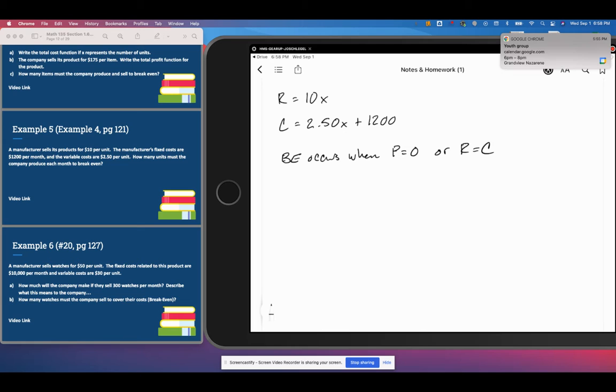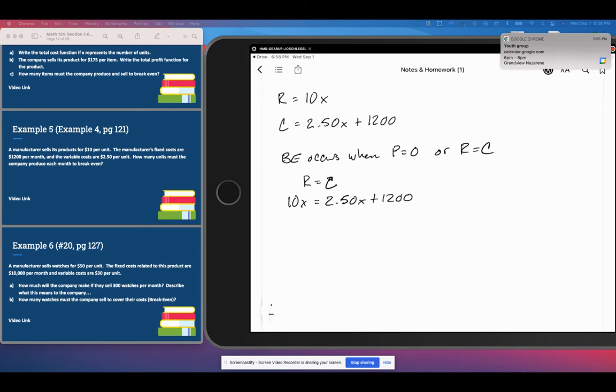I could go ahead and construct a profit function here because I have revenue and cost. I don't need to though, so I'm not going to, because I can just use revenue and cost straight up to find when this company is going to break even. So again, when revenue is equal to cost, this company will break even. So we'll have 10x equal to 250x plus 1200.